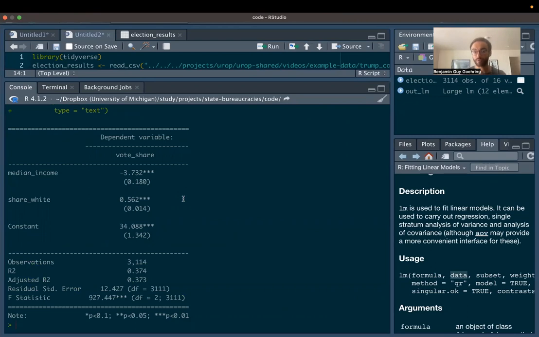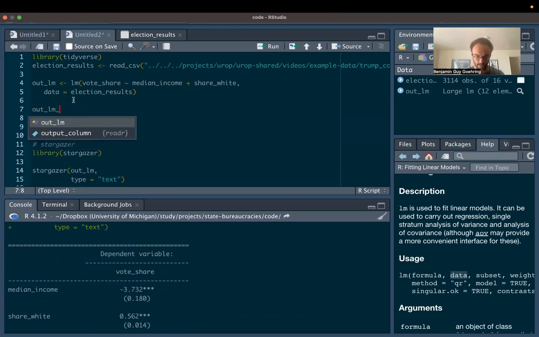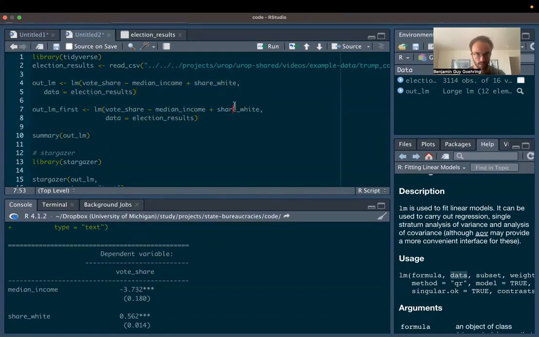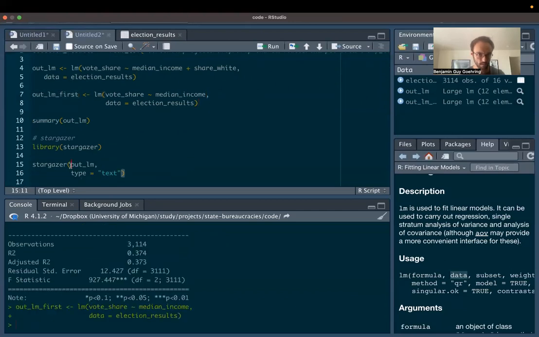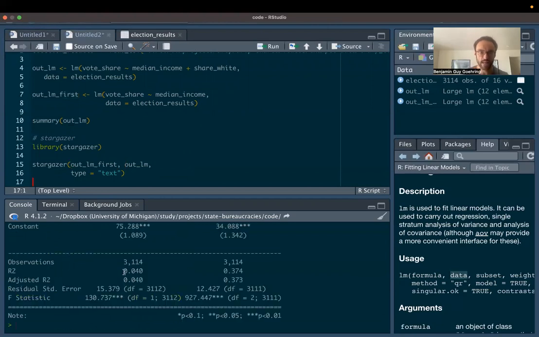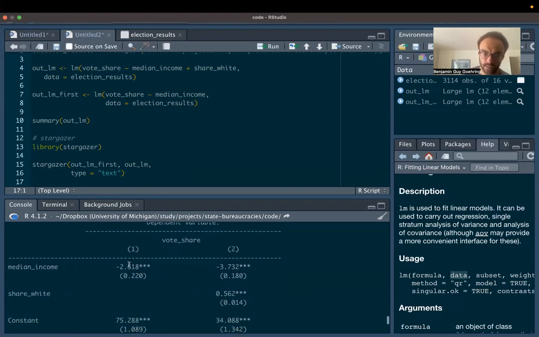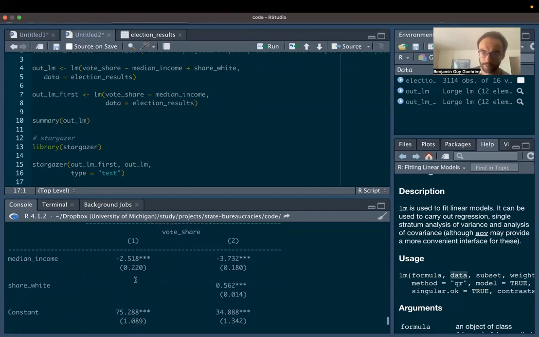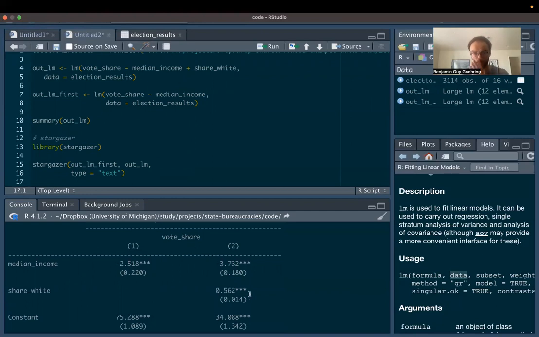There are different ways you can get this. Well, actually, before I talk about getting it out, I should also note that you can put in different models next to one another. So let's add that first one we did. You can just add it right in. And now you'll see that here's that first model we did, where we're just regressing vote share on income. And here's the second one, where we're regressing vote share on both income and race.